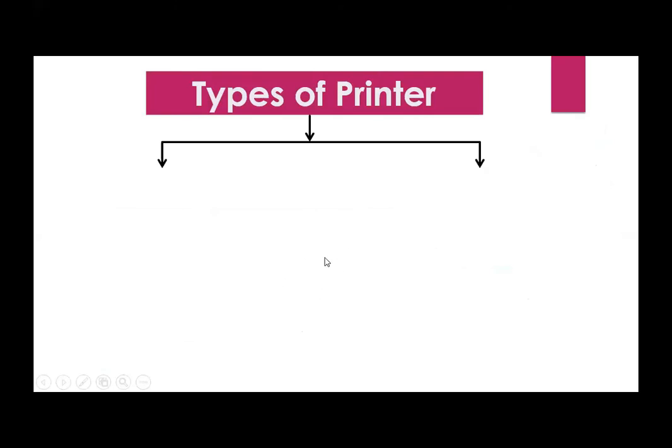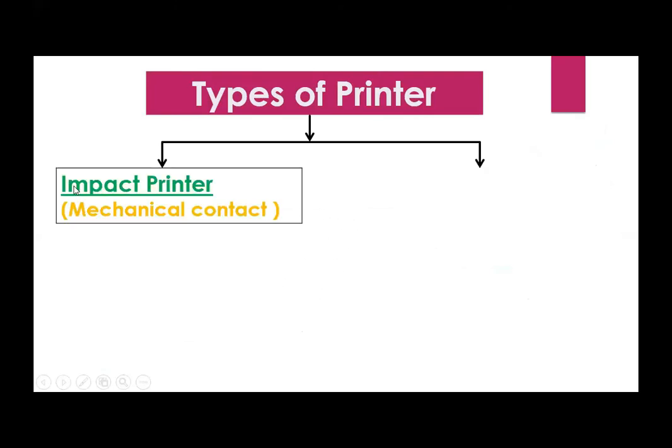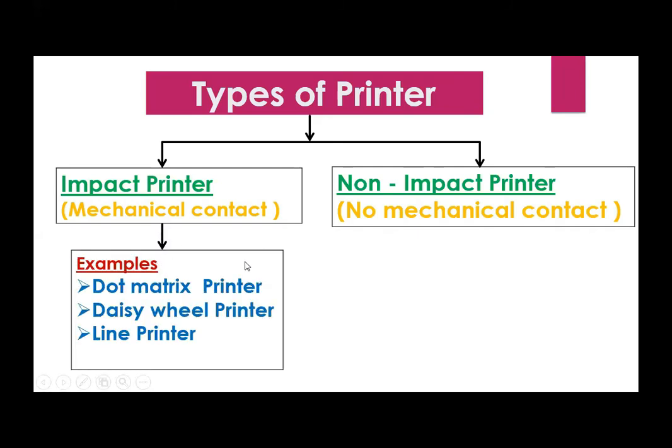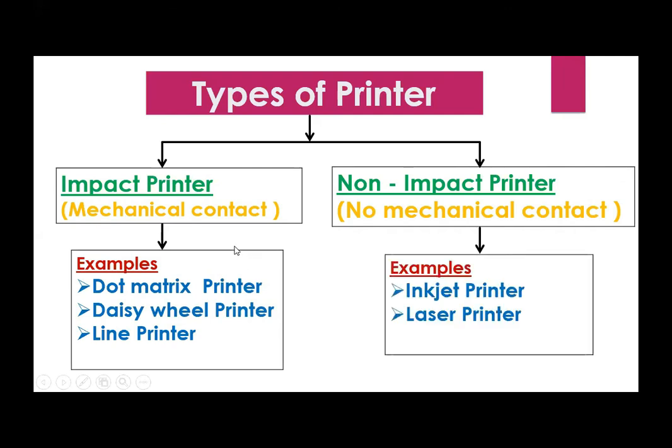Side by side, you can take a screenshot of all slides. Impact printer is called mechanical contact. And the next one, non-impact printer, is called non-mechanical contact. These are the examples of impact printers and these are the examples of non-impact printers. Take a screenshot of this slide.